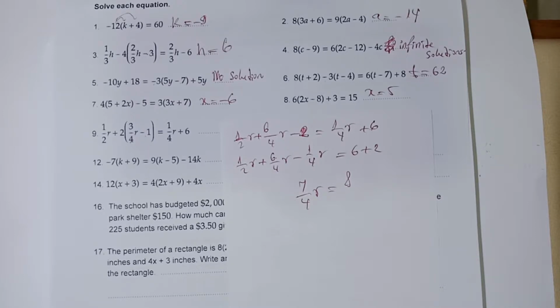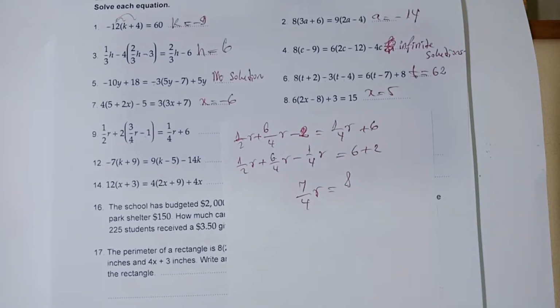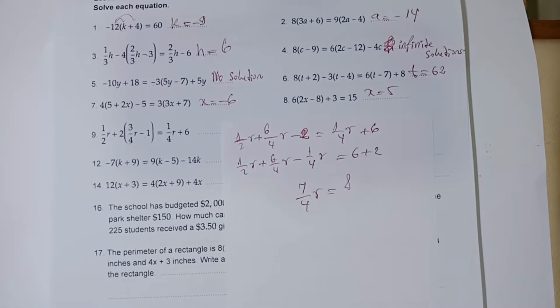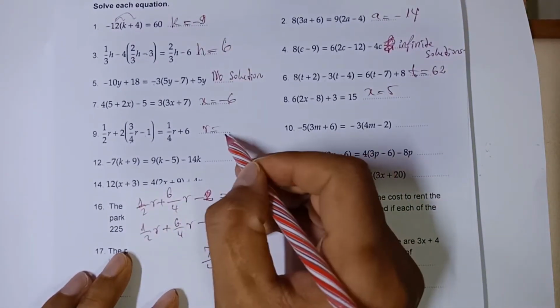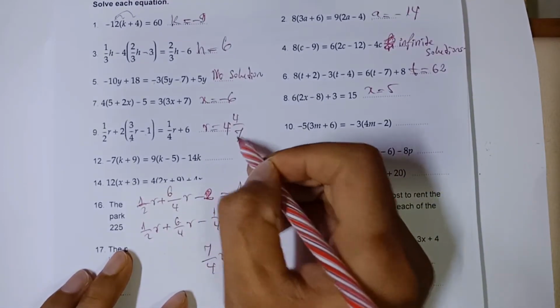So to get the value of r, all you need to do, we do the multiplicative inverse. 4 multiplied by 8 divided by 7. So you got 8 multiplied by 4 and you divide by 7 into a mixed number, that gives you 4. r equal to 4 over 7.